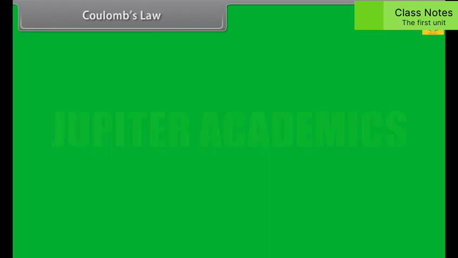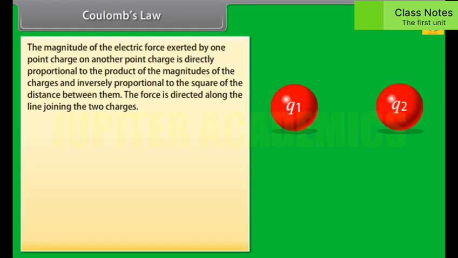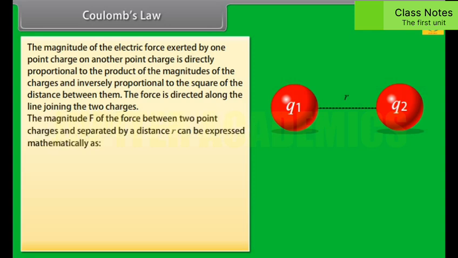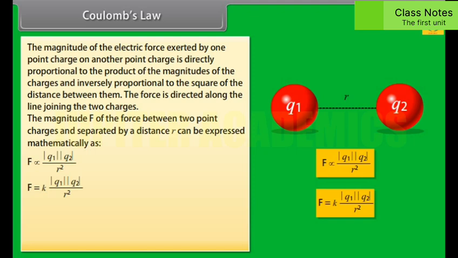Coulomb's law. The magnitude of the electric force exerted by one point charge on another point charge is directly proportional to the product of the magnitudes of the charges and inversely proportional to the square of the distance between them. The force is directed along the line joining the two charges. The magnitude F of the force between two point charges Q1 and Q2 separated by a distance r can be expressed mathematically as F = k |Q1| |Q2| / r².